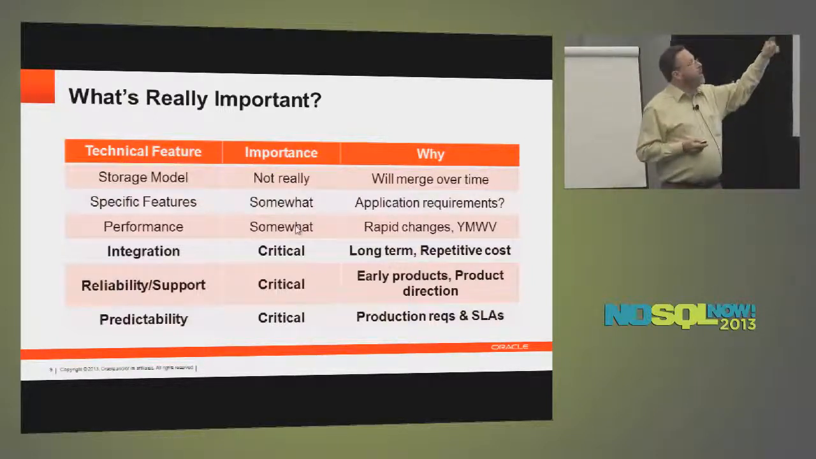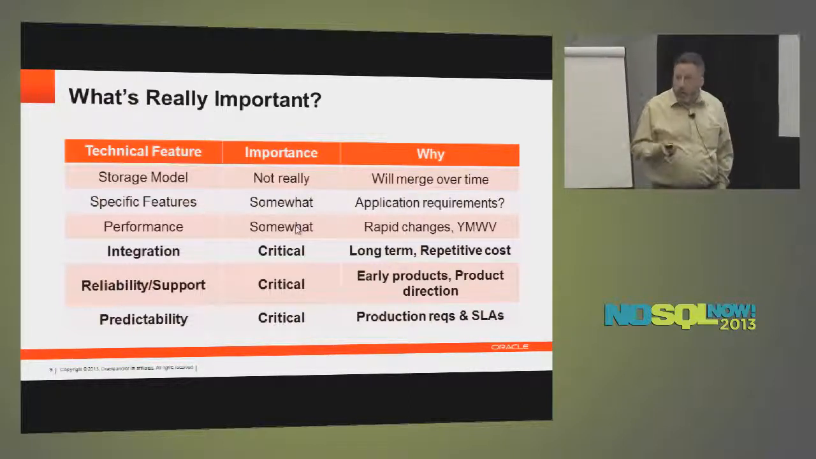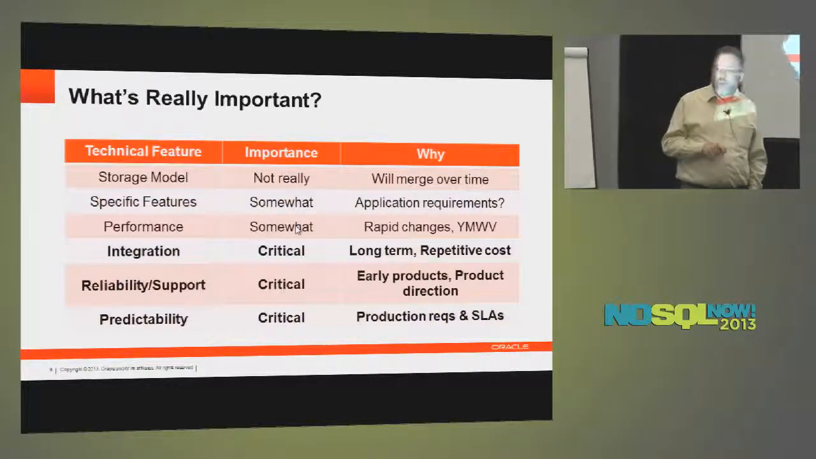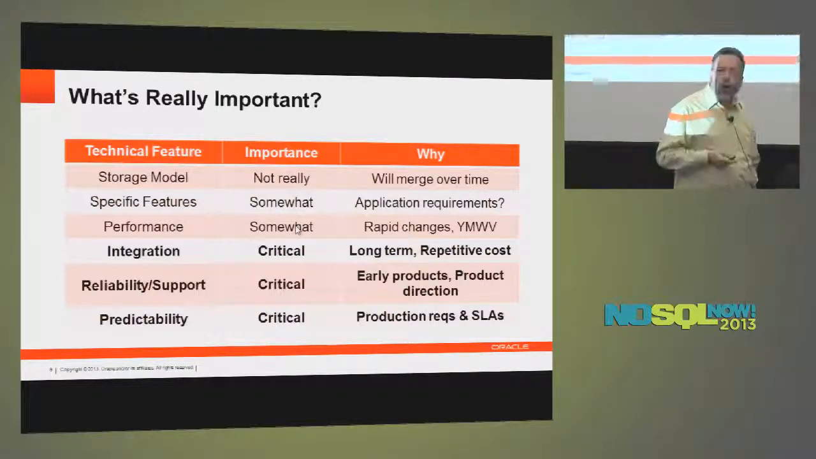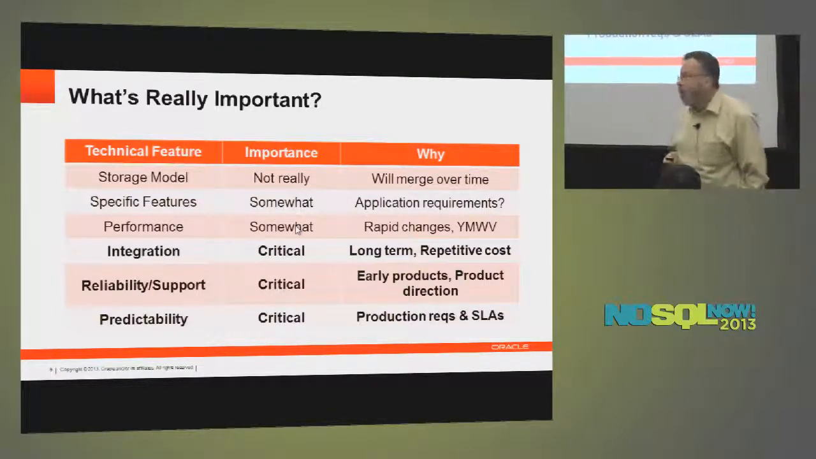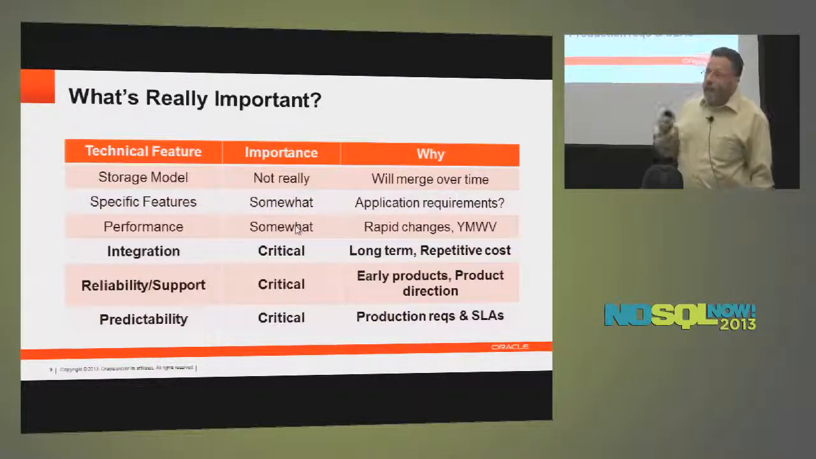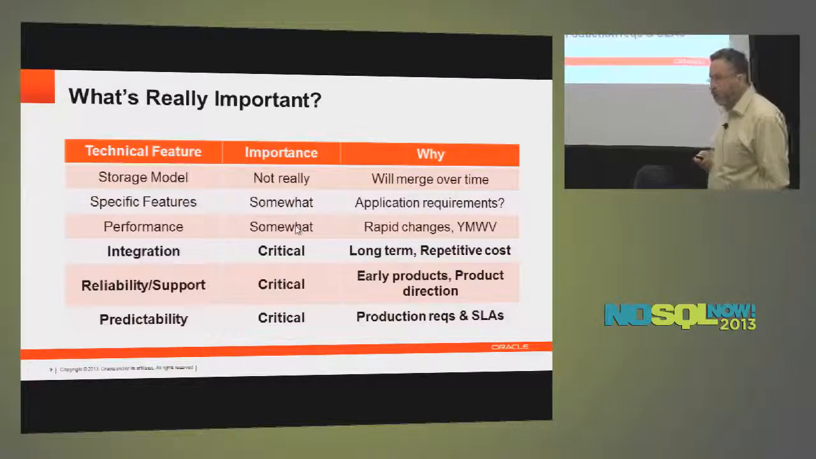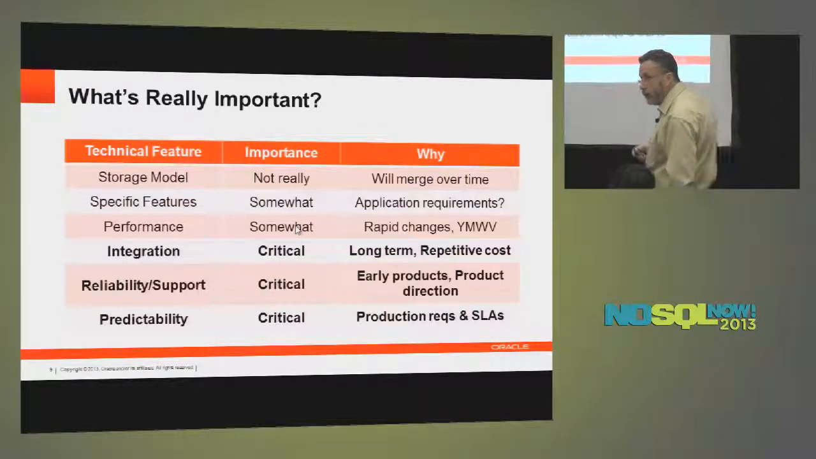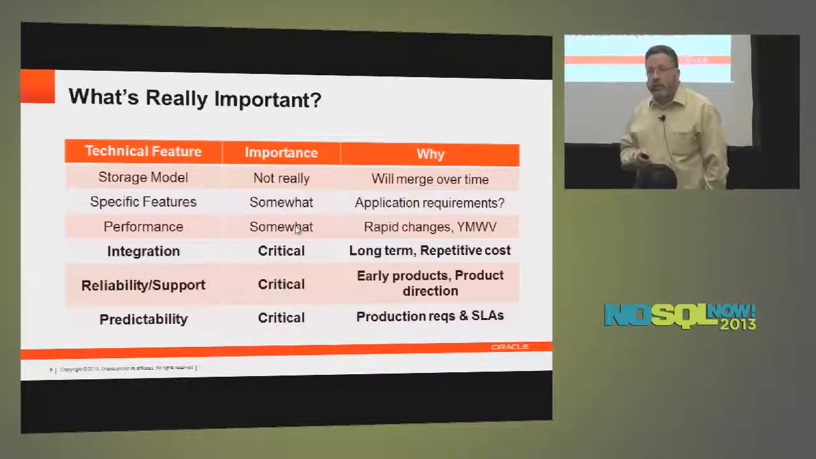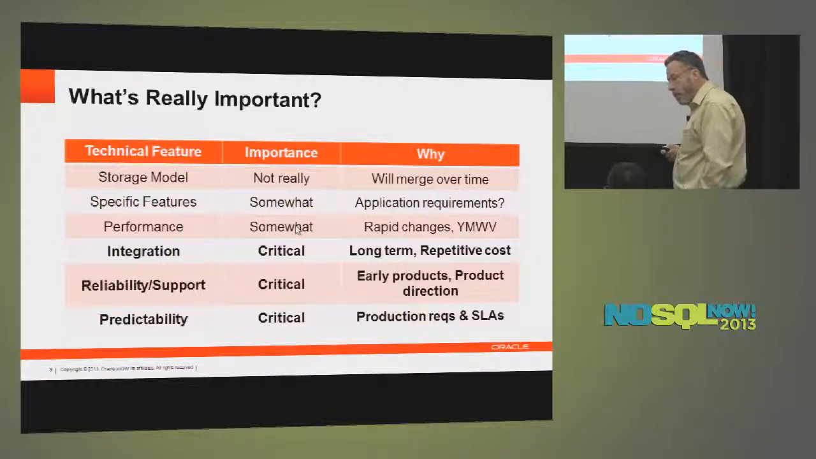All of these features and performance nits are interesting, and if they're important to your application, you should certainly consider them, but I don't think they're the long-term reason why you pick a product, right? Because they change, and they will absolutely change over the next 2 to 3 years, and we'll leapfrog each other. What I think is enduring and important to consider when picking a NoSQL product are the bottom three.